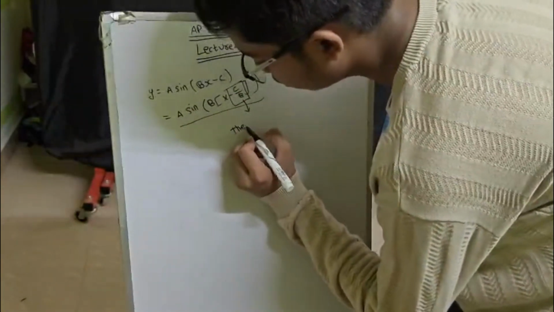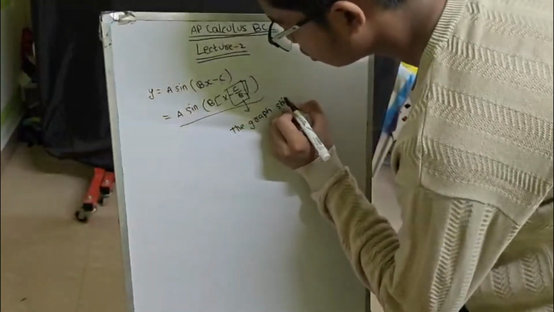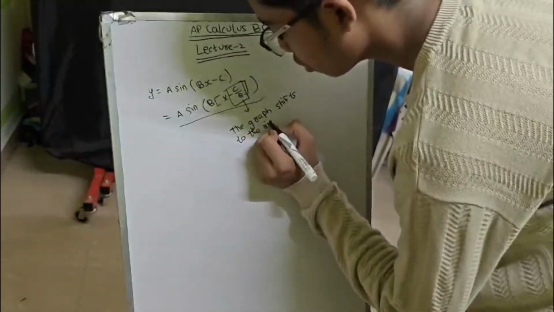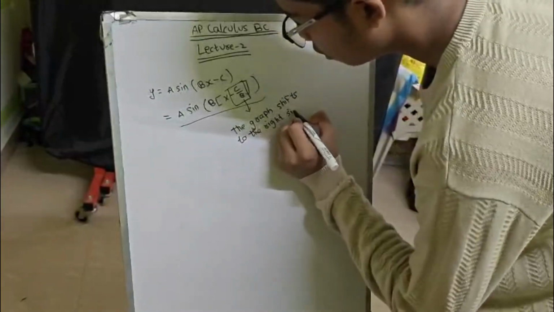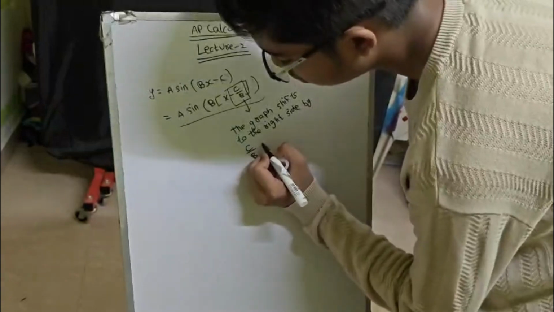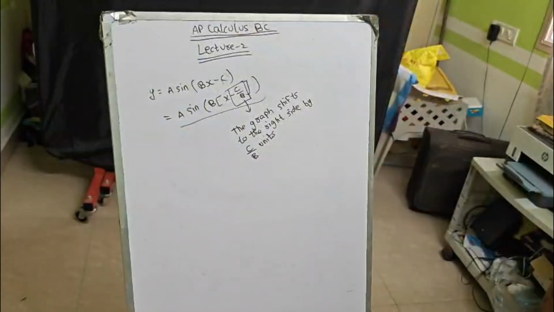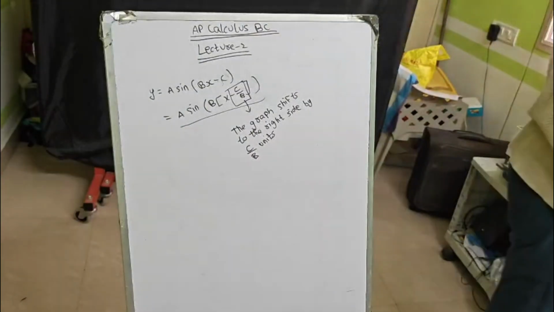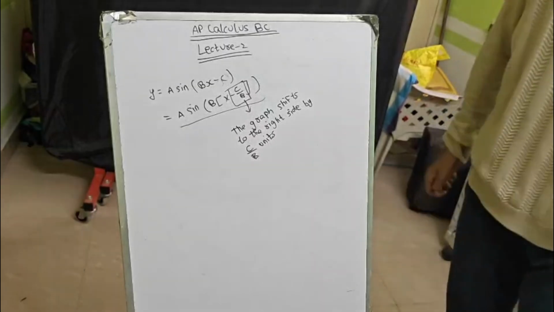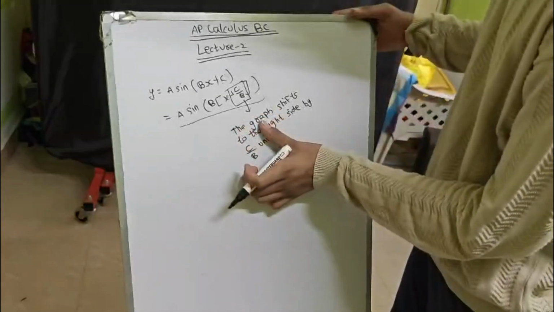The graph shifts to the right side by c by b units. So by c by b units, the whole graph shifts to the right side. I'm not going to illustrate this because it's kind of simple, just shifting the graph to the right side is not a big task. Now, similarly, if this is plus, it shifts to the left side.